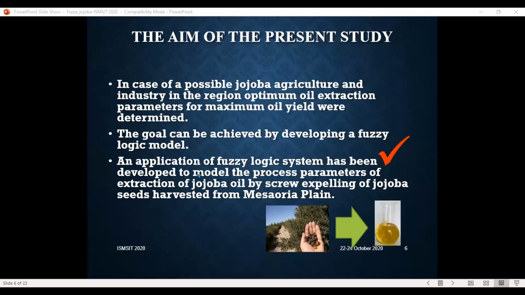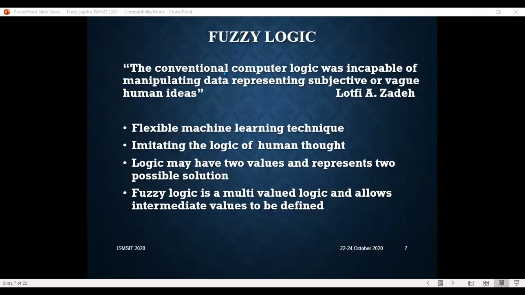In Taguchi analysis, for example, we reduced the number of experiments and were able to produce optimum process conditions. An application of a fuzzy logic system has been developed in this work to model the process parameters of extraction of jojoba oil by screw expelling of jojoba seeds harvested from the Mesarya Plain. Those are the jojoba seeds, and these are the oils extracted from the seeds.